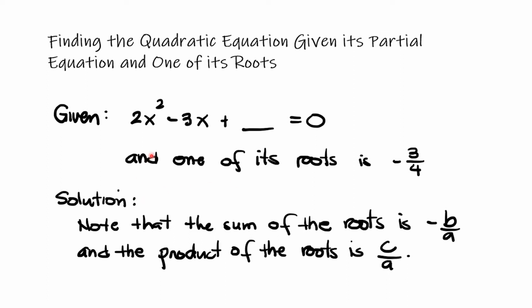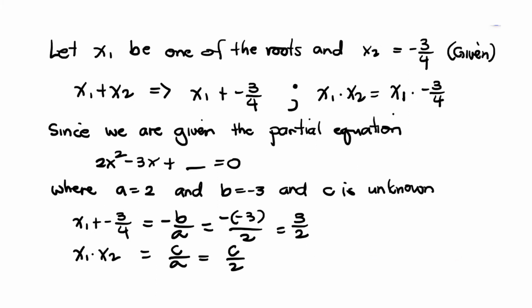To solve this problem, note that the sum of the roots is negative b over a. This is taken from ax squared plus bx plus c equal to 0, and the product of the roots is known to be c over a. So with that, we need to let x1 be one of the roots, the unknown root, and x2 be the given root, which is negative 3 over 4.